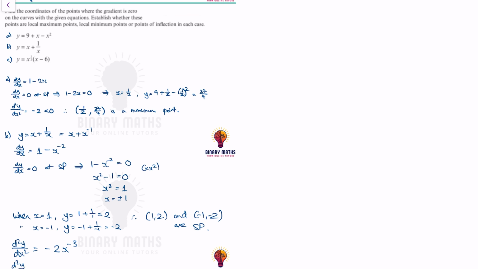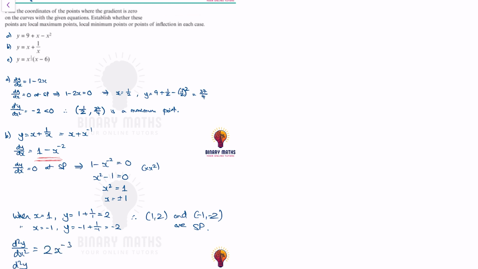So the second derivative at x equals 1 will be equal to minus 2 times 1 to the minus 3, which is equal to minus 2. Did I do the right thing? I've made a mistake here. I just realized, so let's start again. So I'm differentiating 1 minus x to the minus 2. So let me just highlight it. So I'm differentiating this expression, so I get positive 2x to the minus 3.